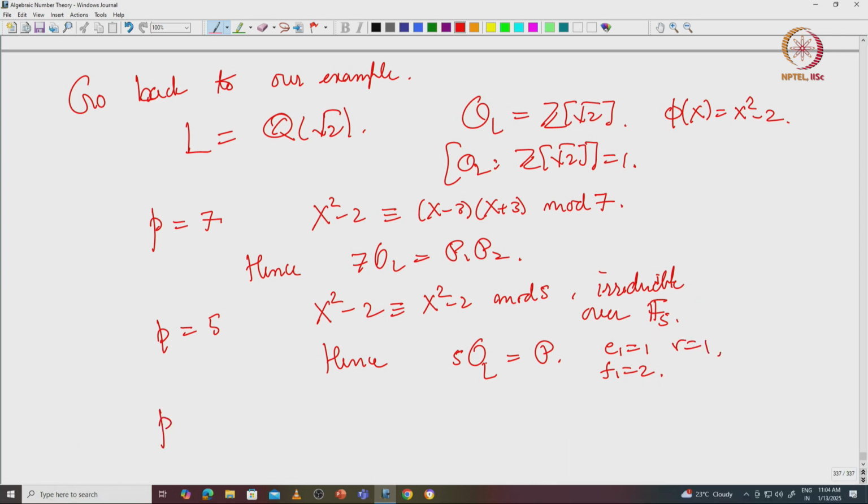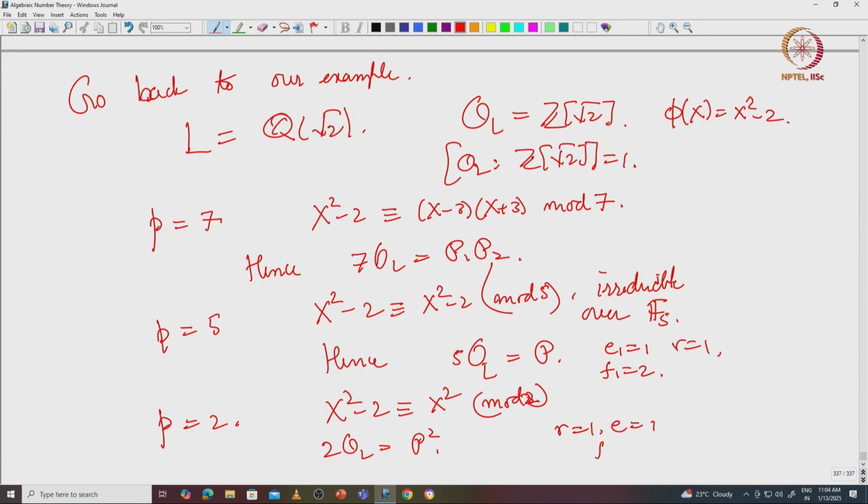You can also take p equal to 2, and we get x squared minus 2 is congruent to x squared mod 2. So, we get 2 times O_L is P squared. So, r is equal to 1, e is equal to 2, and f is equal to 1. Okay. So, that's an example, and we could do many more examples like this.